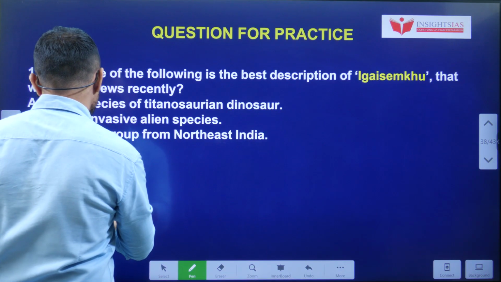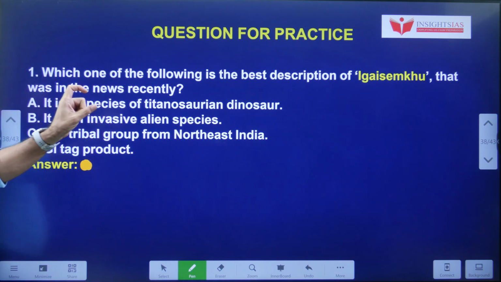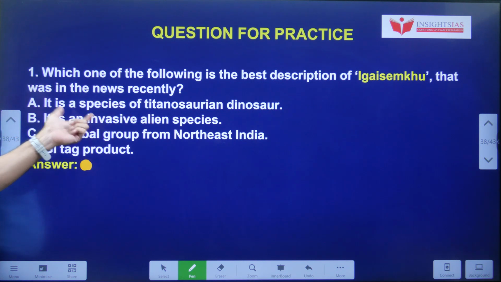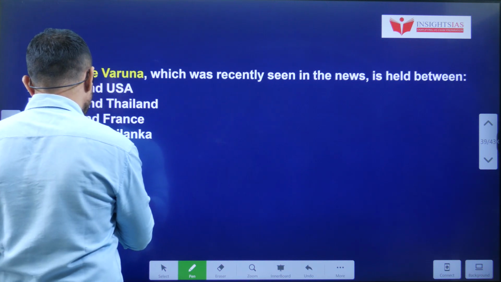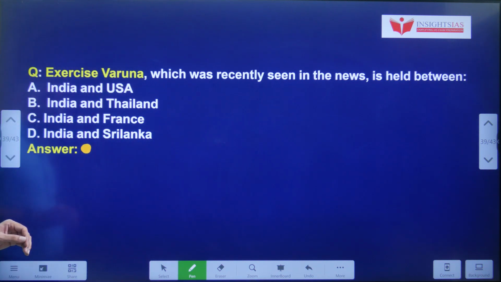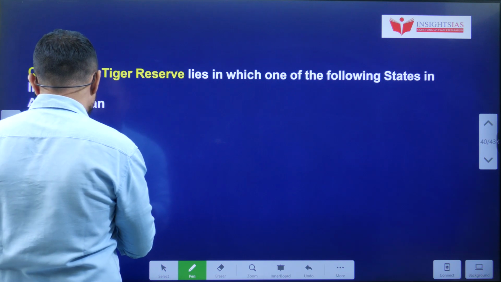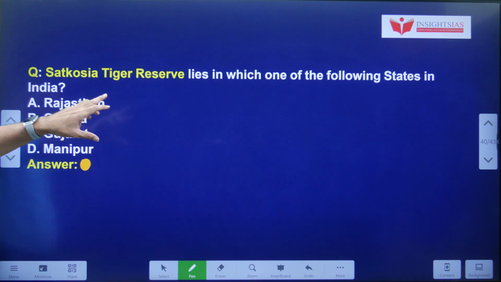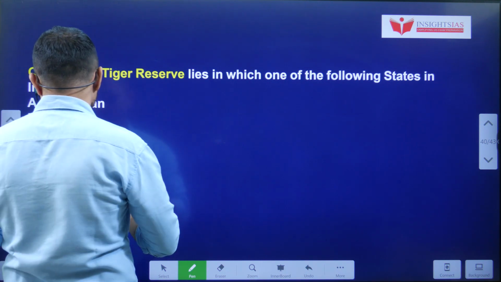today's questions. First question. Which one of the following is the best description of Igesmaku that was in news recently? It is related to what? Next. Second question. Exercise Varuna, which was recently seen in news, was held between which two nations? Next question. Satkosia Tiger Reserve lies in which one of the following states in India? In which state is it present?